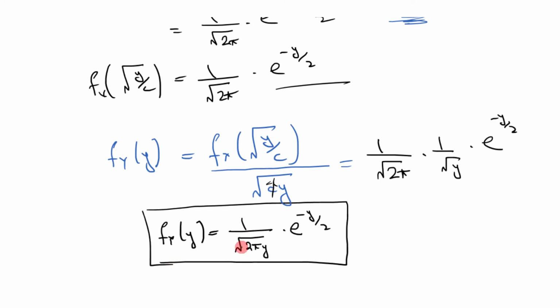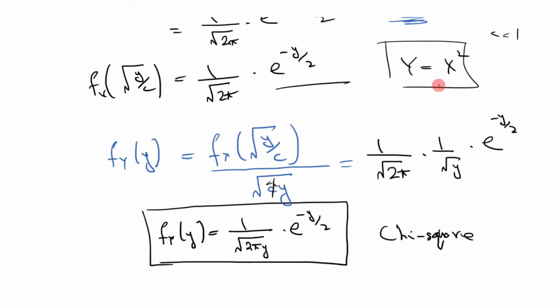So as you can see, this is the chi-square density function. So we can conclude that if we have a transformation y is equal to x square, here I am assuming c is equal to 1, and if we apply a density function which is Gaussian with zero mean and unit variance, we will have a chi-square distribution which has the density function given here.